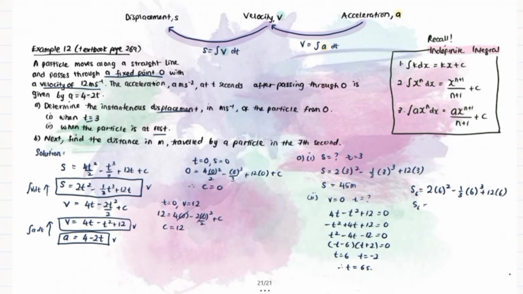And you will get the displacement is 72 meter. B. Next, find the distance in meter traveled by a particle in the 7th second. It means the distance traveled by the particle from t6 to t7, so you can use the formula S7 minus S6. So first find S7. Substitute t is equal to 7 into the displacement function.